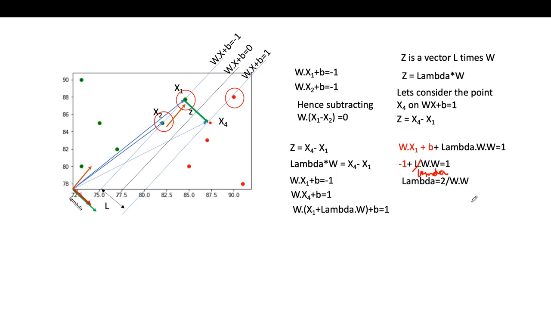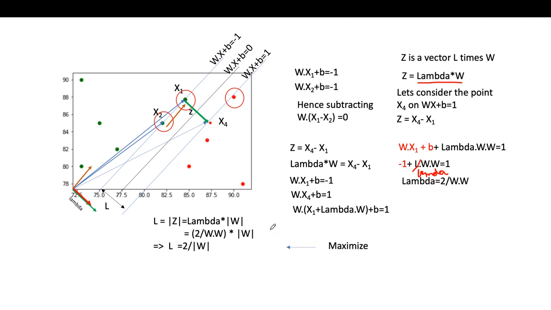And then what is L? We know we have the equation of L, which is lambda times w, then the length of L will be lambda times the norm of this, right? So we can find L, which is the norm of z, is lambda times the norm of w, and from there we can get L is 2 by norm of w. Okay, so we get the width of the line in terms of the w vector.